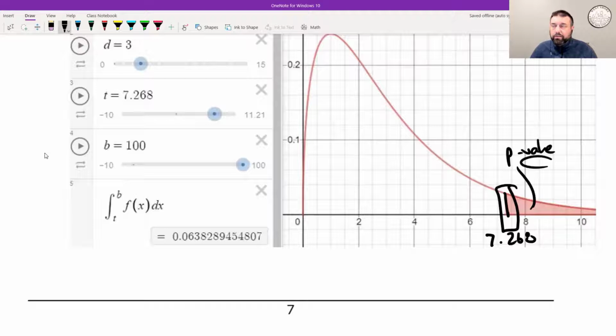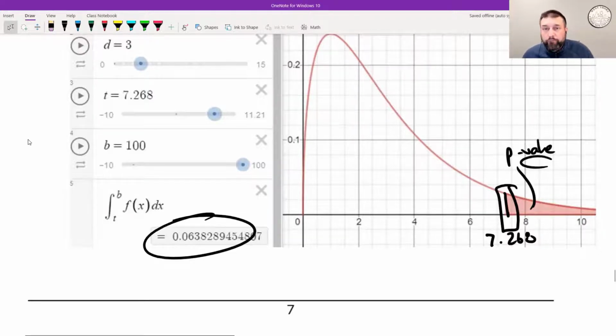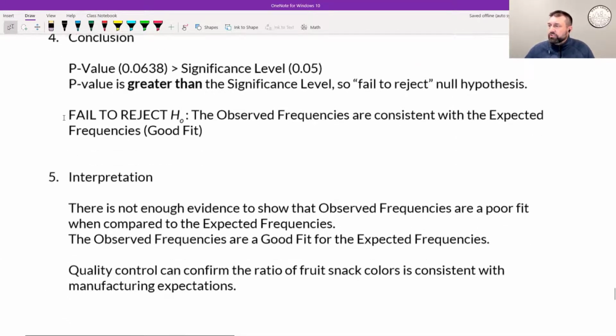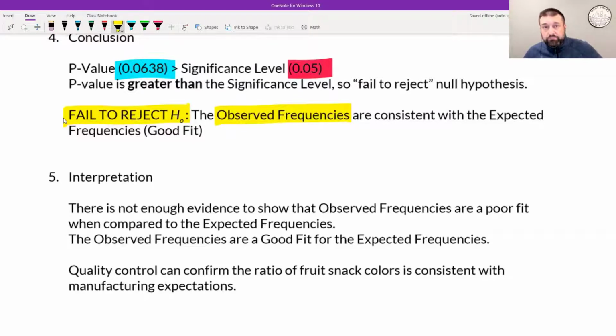What is that area? That area shakes out to be about 6.4%. So our significance level was 5%. Our p-value came in above it, which means we fail to reject the null hypothesis, which tells us that the observed frequencies, the 127 fruit snacks that we opened up and counted, were consistent with the expected frequencies from the factory. It was a good fit at the 5% threshold.